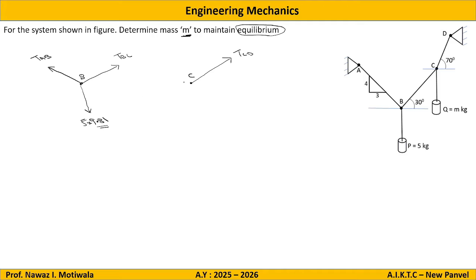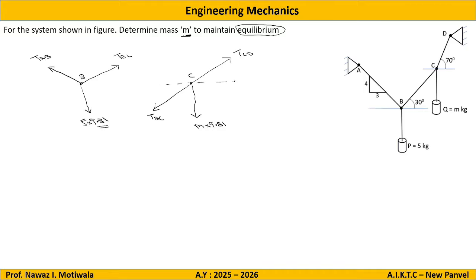Then we have another cable passing from C to B. So this will be TVC. And there is one load acting here of mass N kg. So it will be N into 9.81 because it is kg. Now, what is the observation? Observation says that there are three forces acting at point B as well as point C.